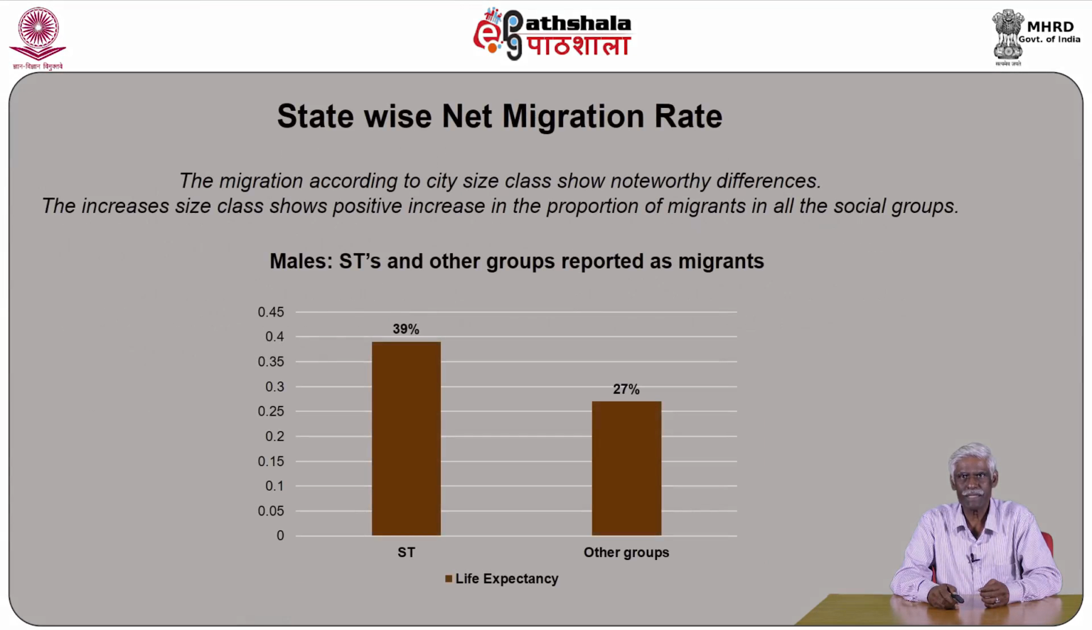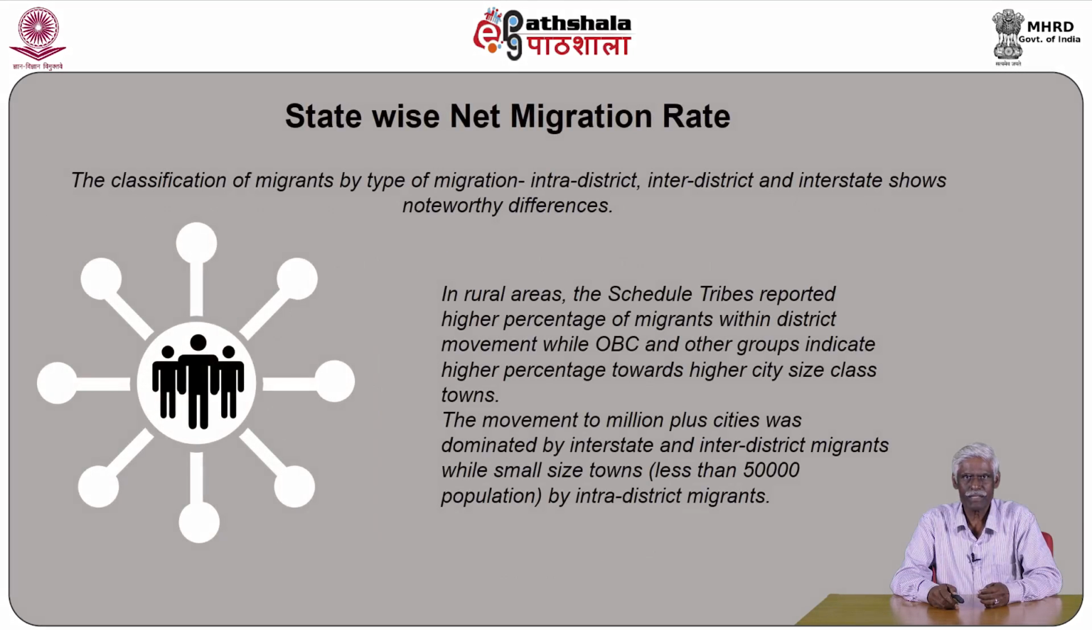The migration according to city size class shows very noteworthy differences. Increasing size class shows a positive increase in the proportion of migrants in all the social groups. In million-plus cities, among males, nearly 39% of the scheduled tribes were reported as migrants, while it was about 27% among other groups. The classification of migrants by type of migration, that is intra-district, inter-district and interstate, shows noteworthy differences. In rural areas, the scheduled tribes reported a higher percentage of migrants in within-district movements, while other backward classes and other groups show a higher percentage towards higher city size class towns.